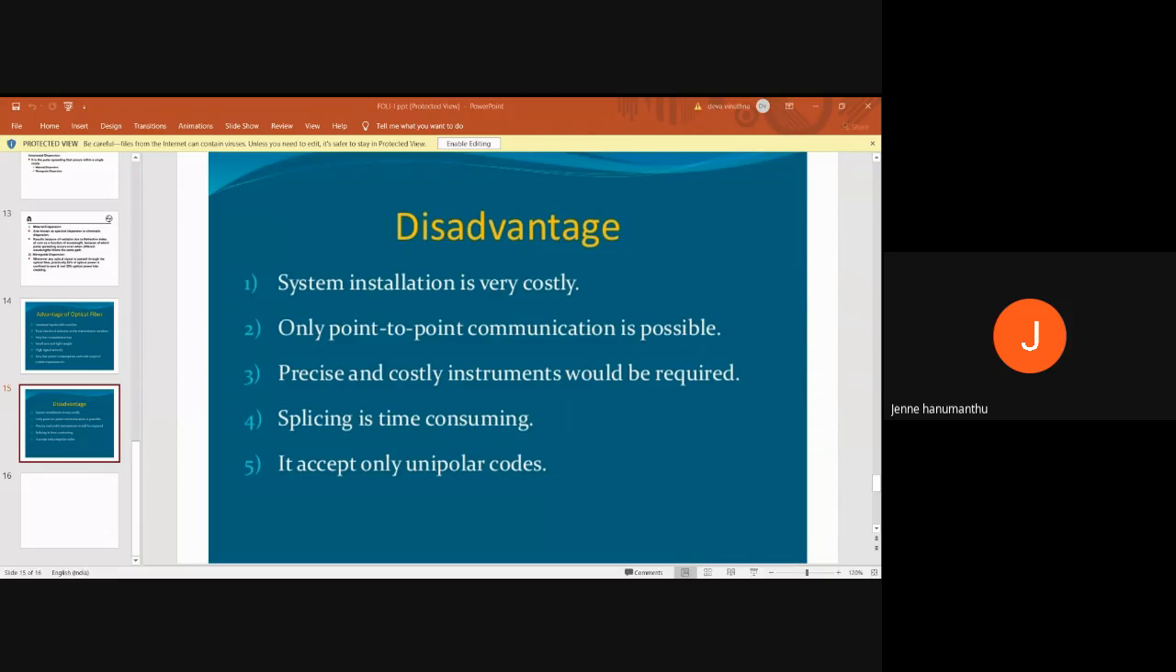Generally, splicing is done in the night times. Why night time? If you do it in the daytime, communication signal problems occur for the public. So generally it is done at night. It accepts only unipolar codes, which is a different issue for communication purposes. So these are the topics available in this chapter.